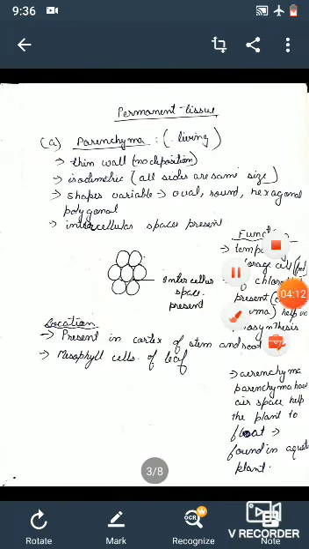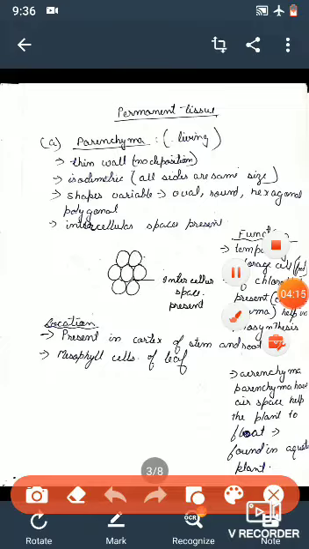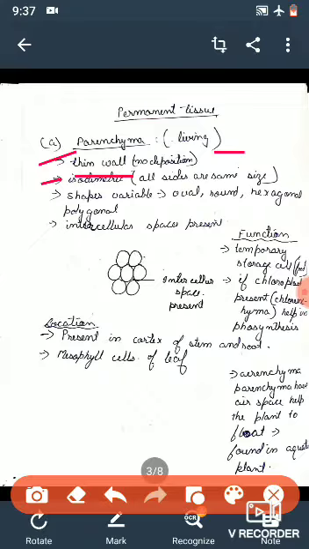So in the simple permanent tissue, first of all we will deal with parenchyma tissue, which are living. They have thin wall. No depositions are there on the wall of the parenchyma cell. They are isodiametric, means all the sides are of same size. Shapes are variable. They can be oval, round, hexagonal or polygonal, and intercellular spaces are present. As you can see in this diagram, intercellulars are present in the parenchyma cell.